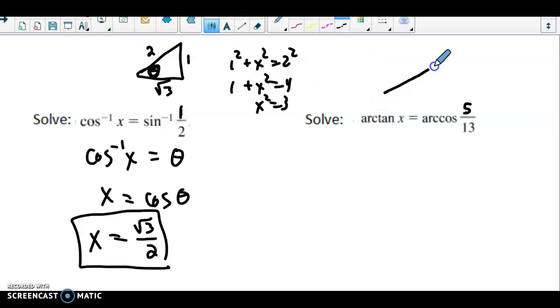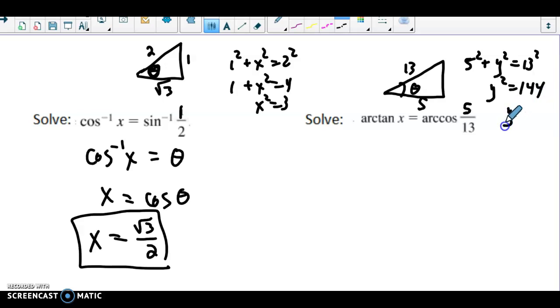Okay, I'm going to draw my angle theta. I know I said u substitution. I usually use theta. In the book, if you want to read through the book, they use u. I'm saying that the cosine of some angle is 5/13. So 5 squared plus this value squared equals 13 squared. We get y squared equals 169 minus 25. And we get that y is 12.